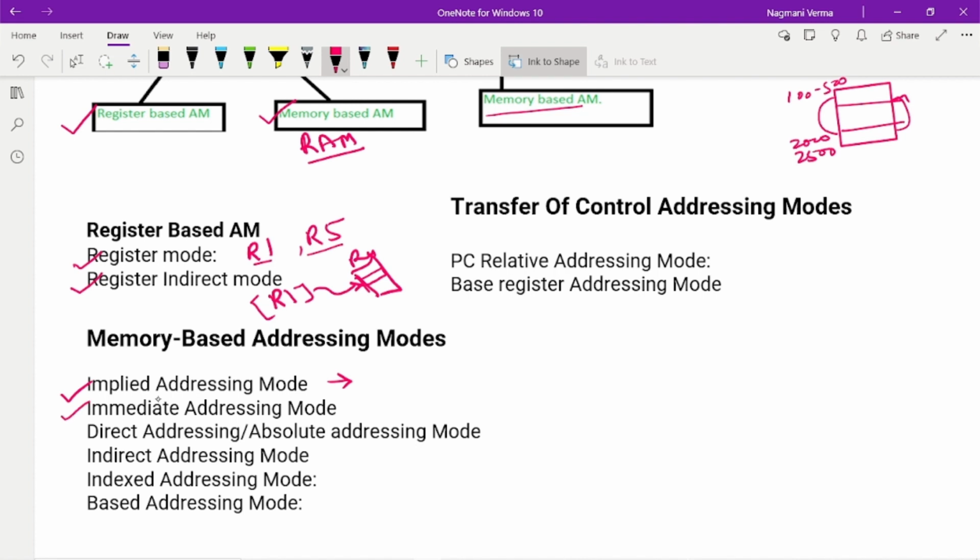Immediate addressing mode, here we are directly giving the data. Direct addressing mode, see here, direct addressing mode is also called the absolute addressing mode. So in direct addressing mode, we give the address, for example A, and we have to go to the RAM, find out where this is, and then find the data from there.